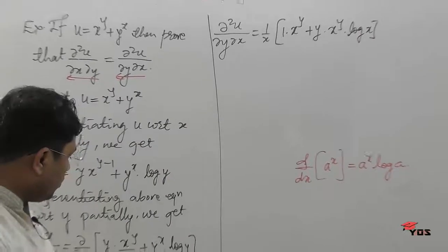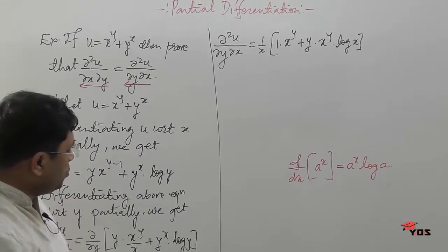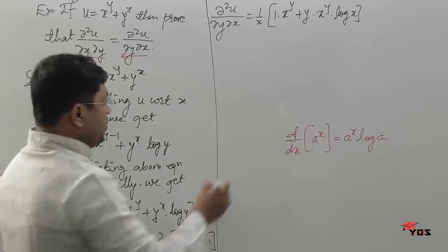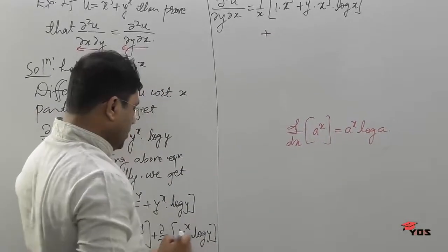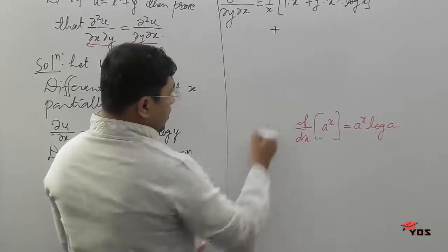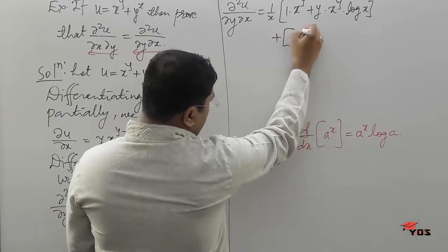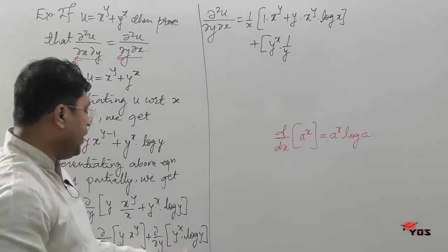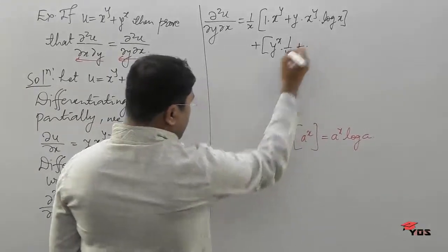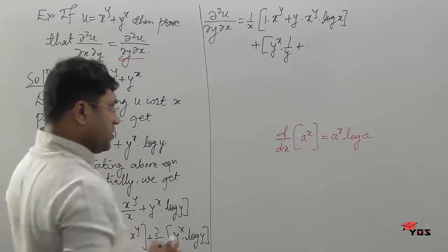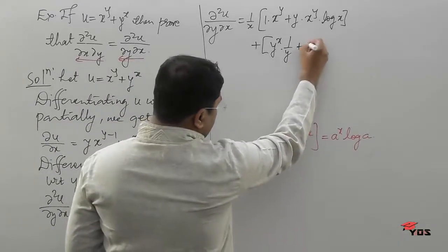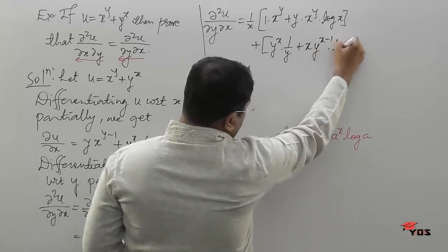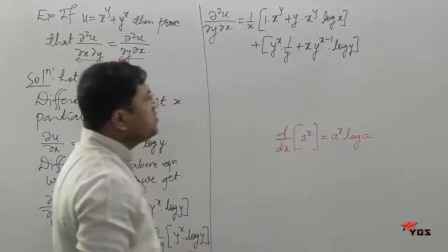Now we have to think of the derivative of this term, so we use the u into v rule. Then we get plus y raised to x remains as it is, and the derivative of log y, which is 1/y. Then plus the derivative of y raised to x with respect to y. Here x is going to be constant, and this is x into y raised to x minus 1, and the term log of y remains as it is.